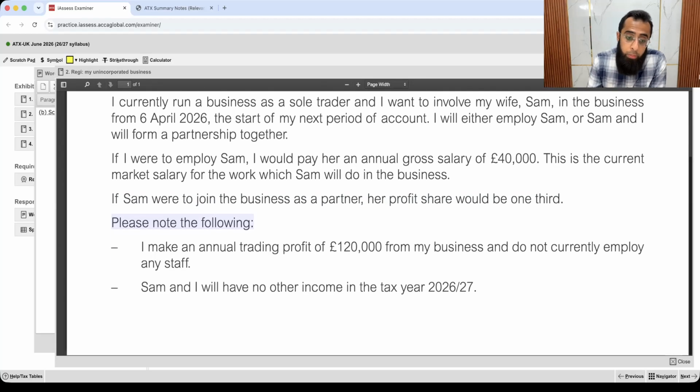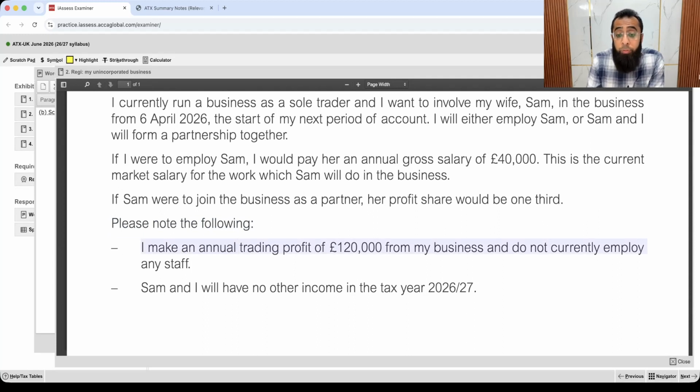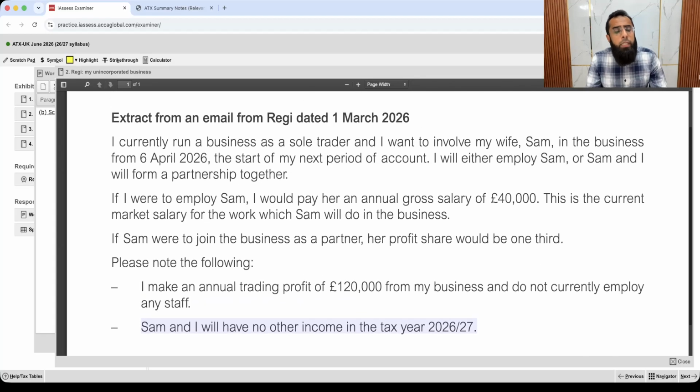Please note the following. I make an annual trading profit of £120,000 from my business and do not currently employ any staff. Sam and I will have no other income in the tax year 2026-27. So he has given detail about a situation where Regi is planning to bring his wife Sam into the business, either as an employee or as a partner. So we have read exhibit number 2.